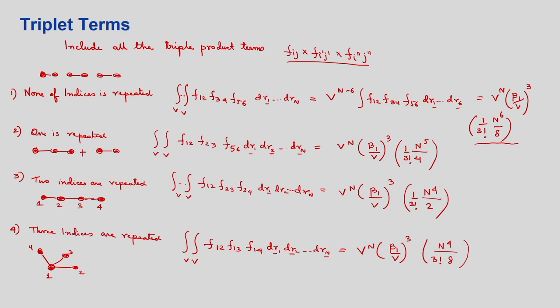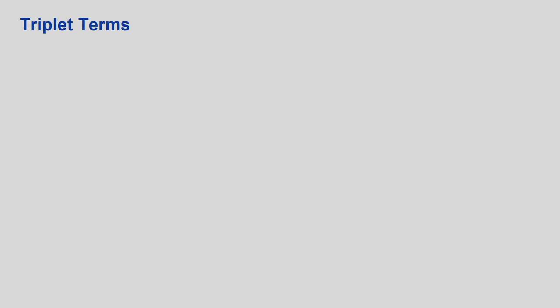What are these? Let me tell you. These closed-type diagrams are something like this. It means that, let's say, 1 is connected to 2, 2 is connected to 3, and 3 is connected to 1.